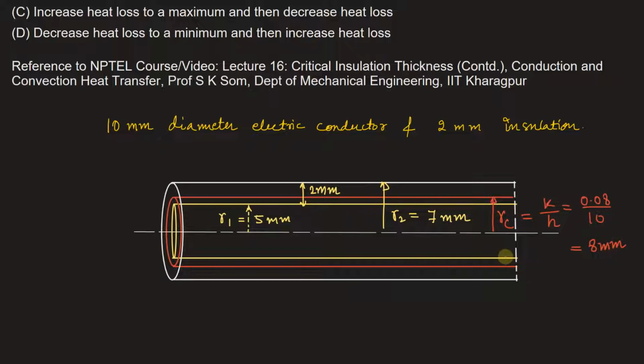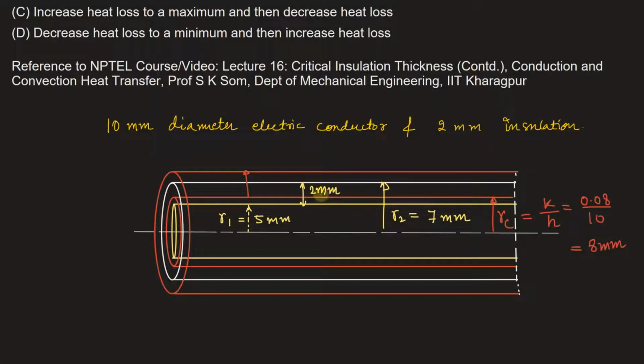Now the insulation radius at which resistance to heat flow is minimum and consequently heat flow rate is maximum is called critical radius, RC. And in this case we can see RC is 8 mm, so obviously this line will have to shift above this white line. So let's try it again. So this will be the critical radius of insulation, from this point to this point, that is 8 millimeter.